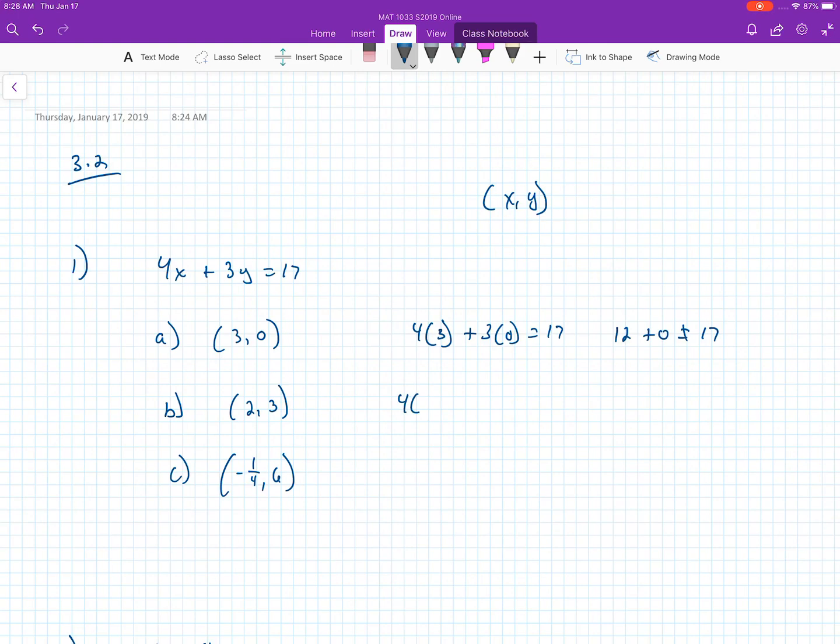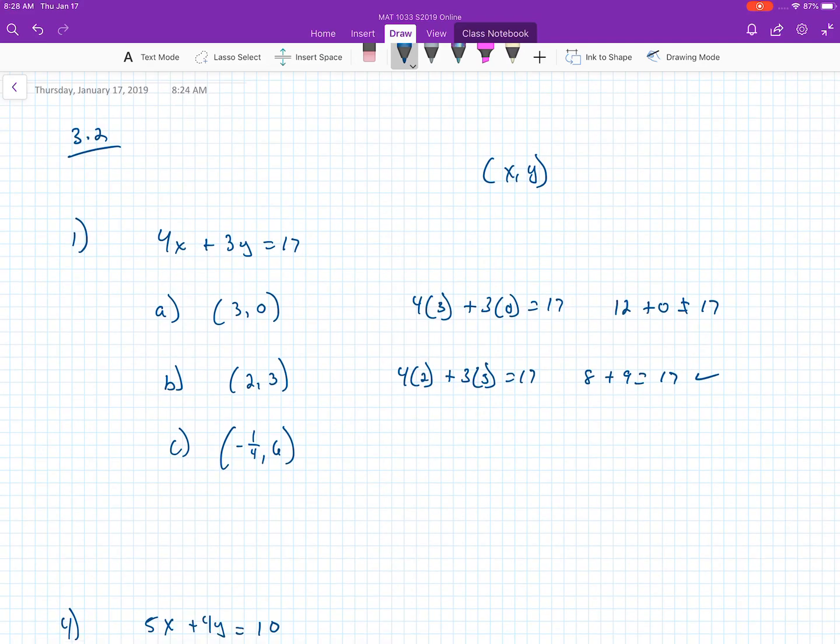So the second one is 4 times 2, 3 times 3. 4 times 2 is 8. 3 times 3 is 9, and 9 plus 8 is 17, so that is in fact a solution.